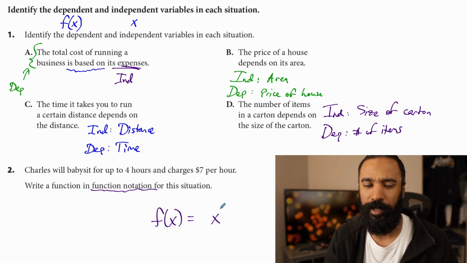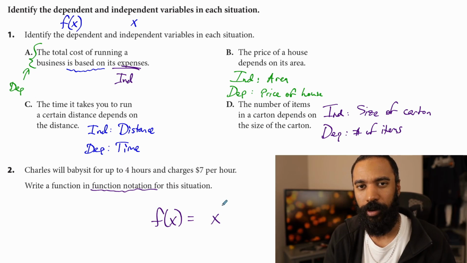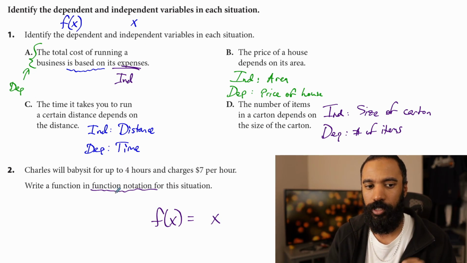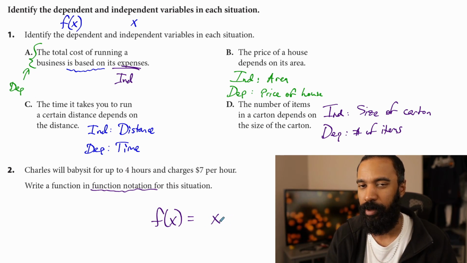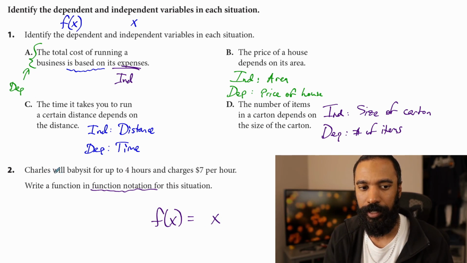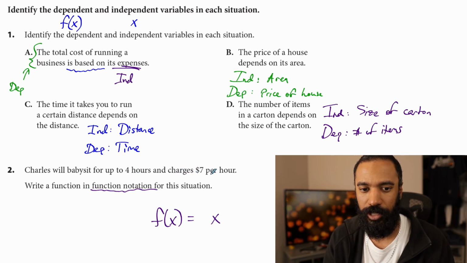So I'll talk about this one a little bit longer than the others, and the others will probably come through a lot faster. In order to do this here, I have to determine what my dependent variable is and what my independent variable is in this situation. Charles will babysit for up to 4 hours and charges $7 per hour. Let's write a function for that.